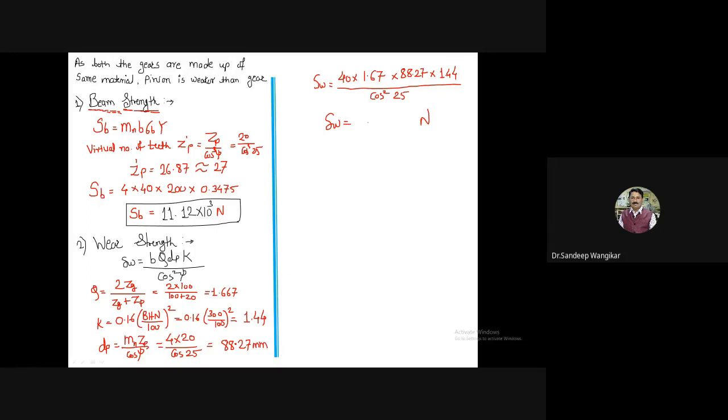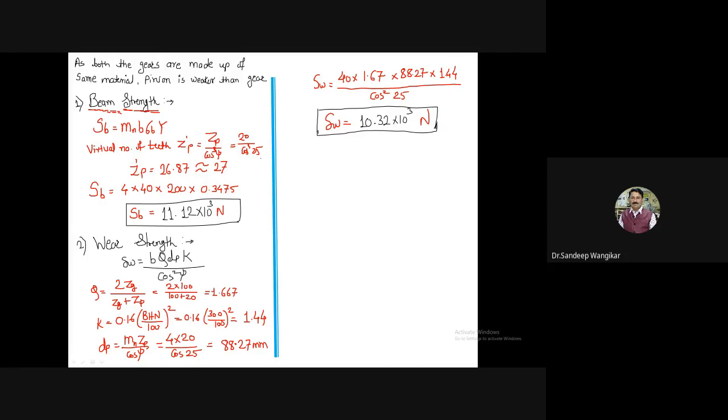Okay, 1027, 1031, 1033. I will write 10.31, 318, 32, whatever. So I will say 32 into 10 raised to 3 Newton. You keep your answer as it is, whatever you arrived at. So this is my SW value, the wear strength.